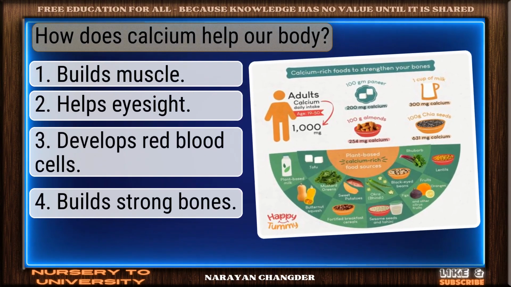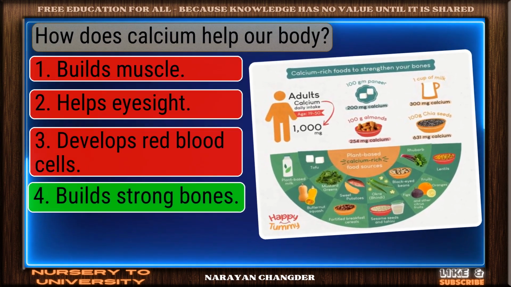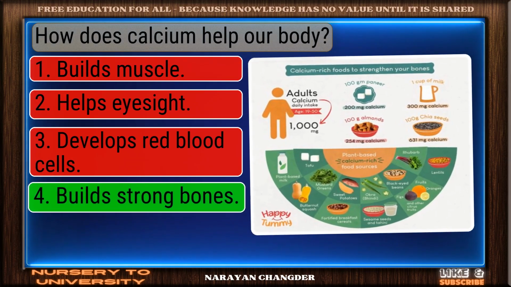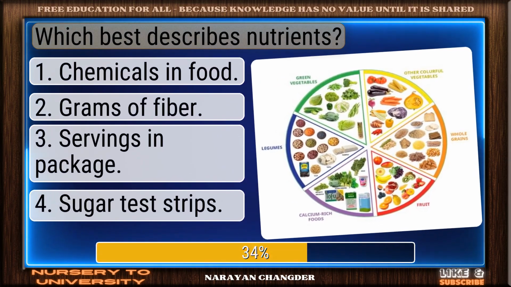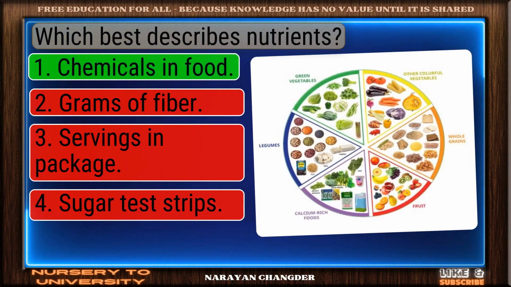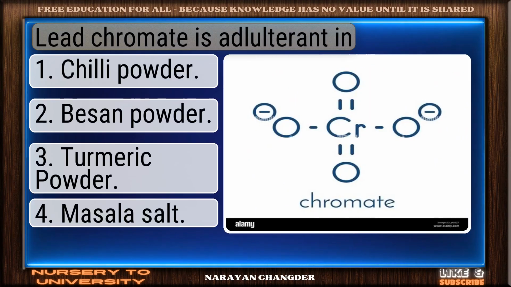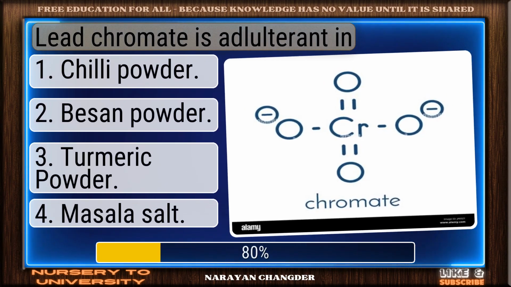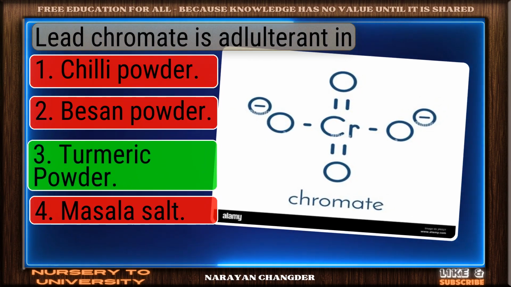How does calcium help our body? Good job. Your answer, builds strong bones, works well here. Which best describes nutrients? You got it. Your choice, chemicals in food, is right. Lead chromate is an adulterant in... Right choice. Turmeric powder is the best answer.